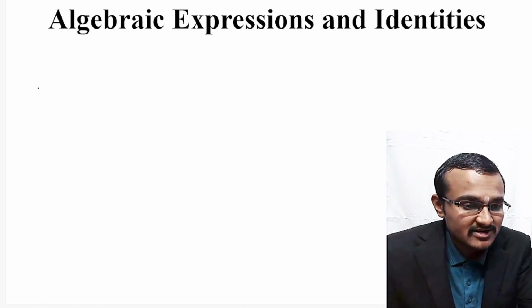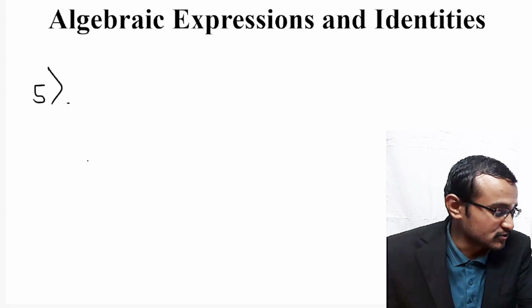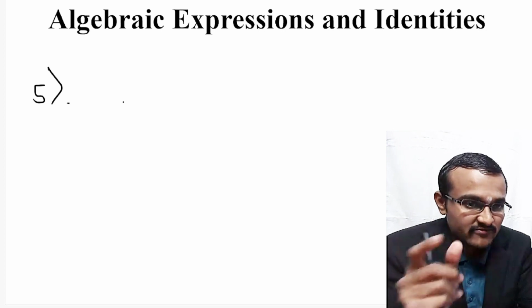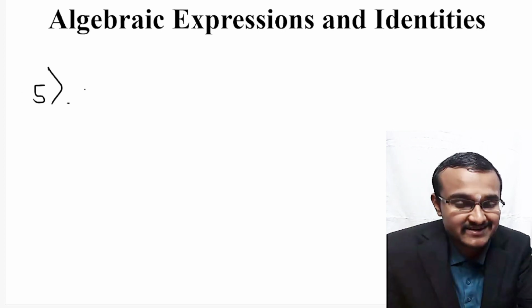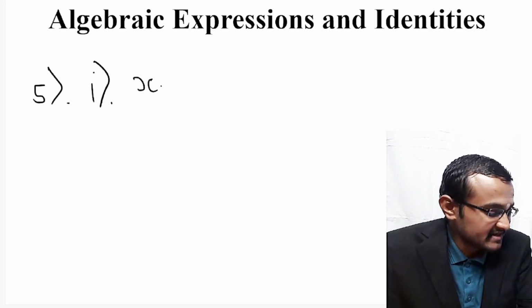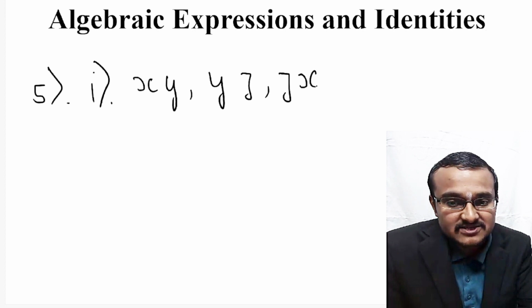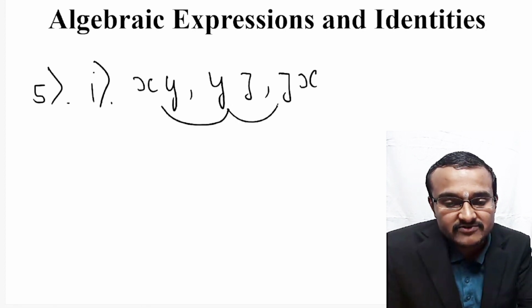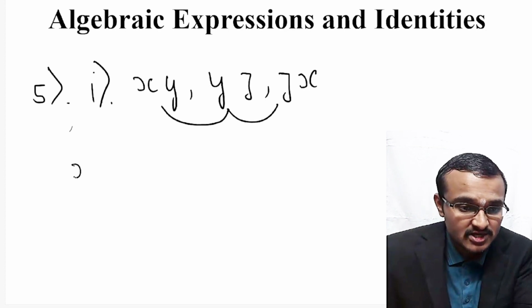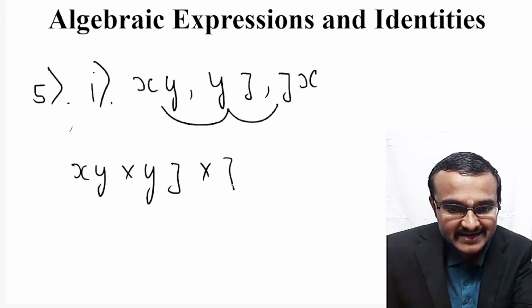Coming to the fifth question in this exercise 8.2, they have also given three terms and you should perform multiplication of those three terms. Here, in the first question of this fifth question, they have given xy, yz and zx. You should perform multiplication between these three. So let us perform multiplication between these three terms. So xy into yz into zx.